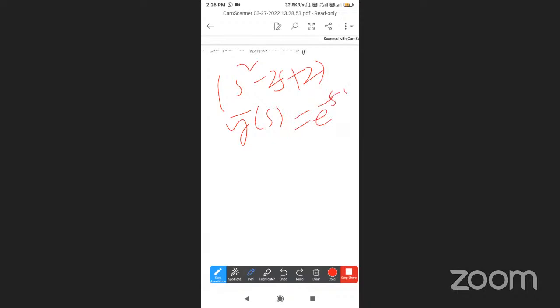So y bar of s is equal to e power of minus 5s divided by s square minus 2s plus 2. Now take the inverse Laplace transform. y of t is equal to the inverse Laplace transform of e power of minus 5s by s minus 1 whole square plus 1, since s square minus 2s plus 1 plus 1 is s minus 1 whole square plus 1.